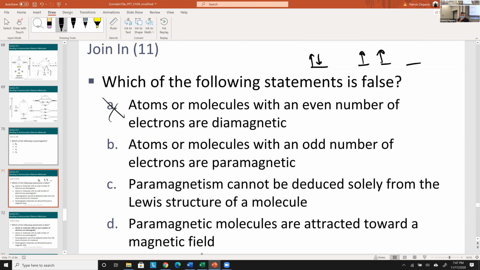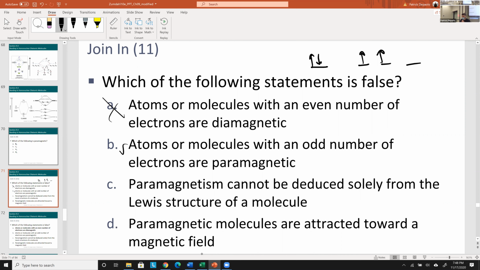Then conversely, atoms with an odd number of electrons are paramagnetic. That's always true, because there's no way to have an odd number and have everything paired, right? So that's true. Paramagnetism cannot be deduced solely from the Lewis structure of a molecule. I mean, that's true. Until we got our molecular orbitals, we didn't know how to figure it out. For an atom, we did, but for a molecule, that's where we learned this from. So that's one of the key skills we learned today. Out of all this convolution, you learned something at least.